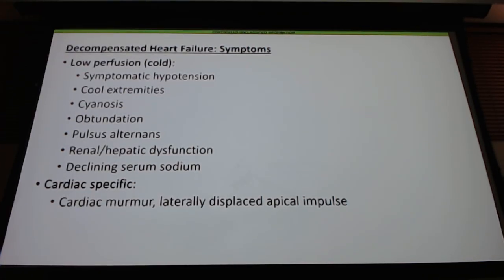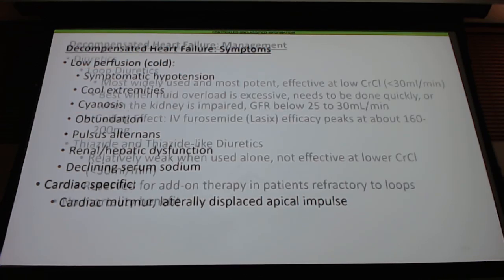How do we know that you have low perfusion? Well, the blood pressure being low is one. The cold extremities is another. If you're seeing cyanosis, that's just showing you that you're not circulating blood properly. All of those things can be indicative of somebody with low perfusion, low cardiac output.